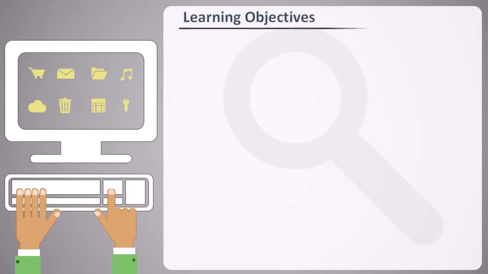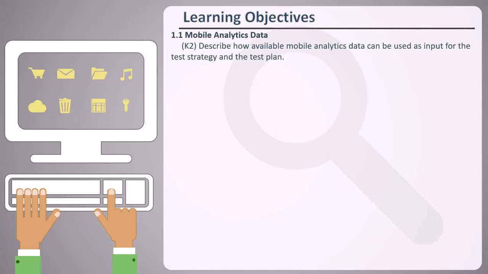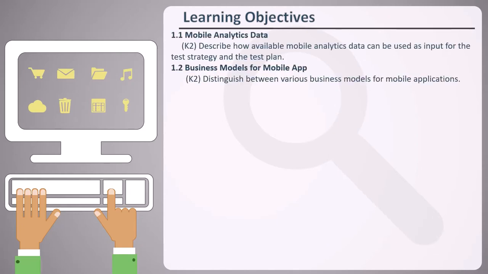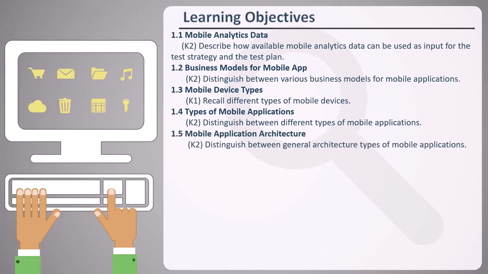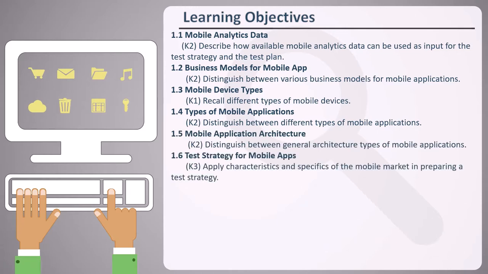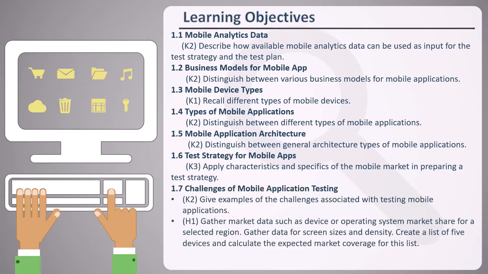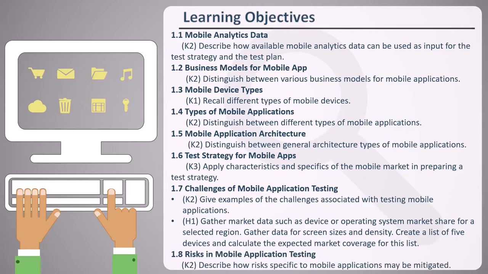Along with the keywords, we are going to address these learning objectives: mobile analytics data, business models for the mobile app, mobile device type, types of mobile applications, mobile application architecture, test strategy for mobile apps, and challenges of mobile application testing. Now let's start the chapter.